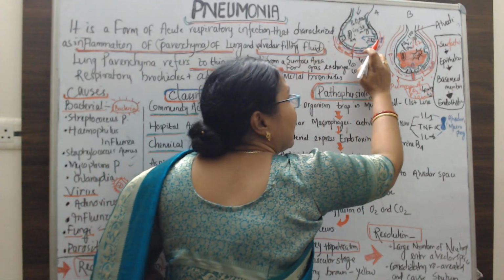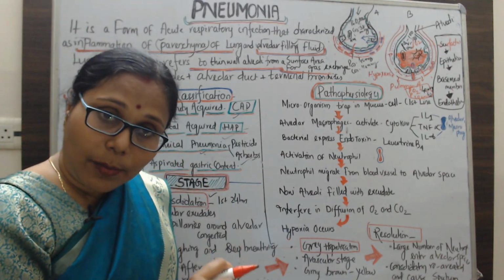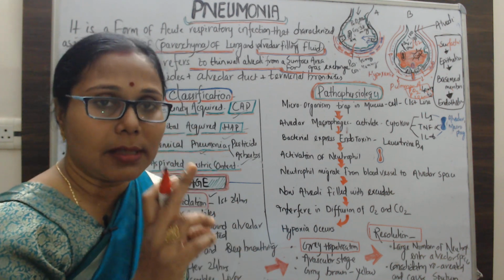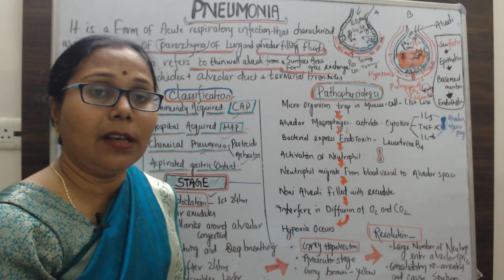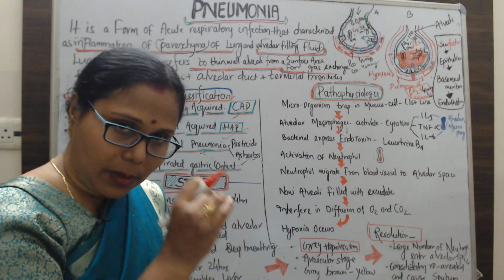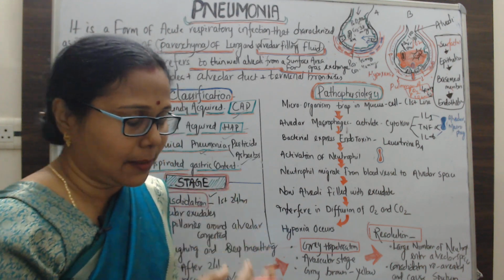This thin layer is found in the alveoli, respiratory bronchioles, terminal bronchioles, and the alveolar ducts. These are called the parenchymal cells of the lungs. So first we look at what the parenchymal cell is. In the further discussion we will see how this parenchymal cell gets infected.